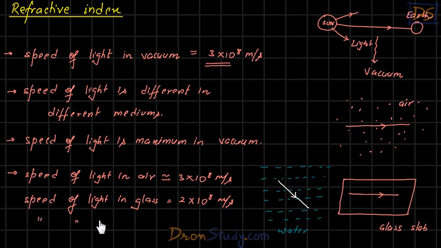Then the speed of light in water is 2.25 into 10 to the power 8 meter per second. Right? So you can see in different mediums, light travels with different speed. You don't need to remember all these data. The only thing which you need to remember here is that the speed of light in vacuum is this much and the speed of light in air is also this much.